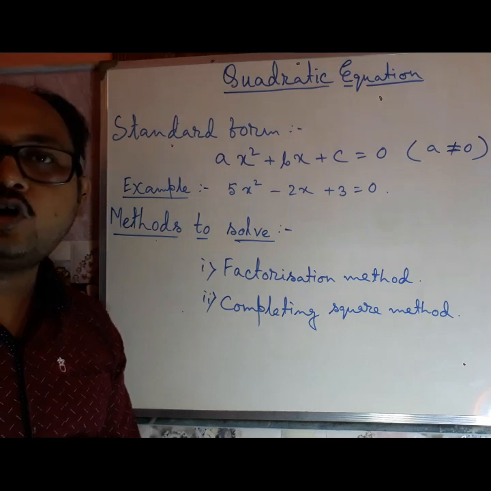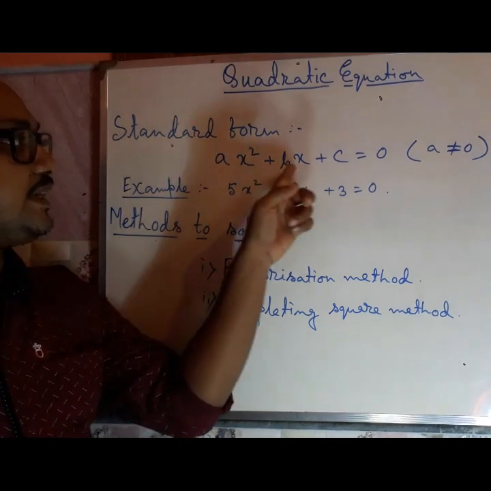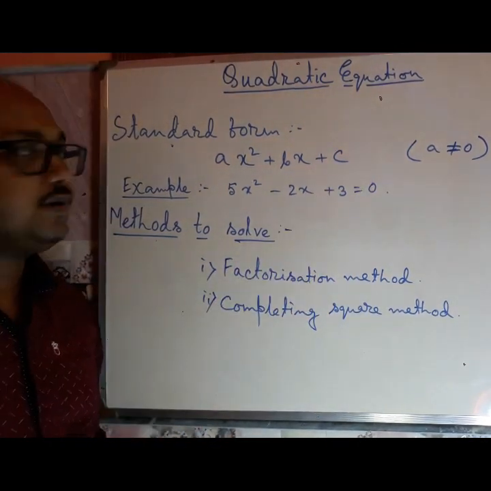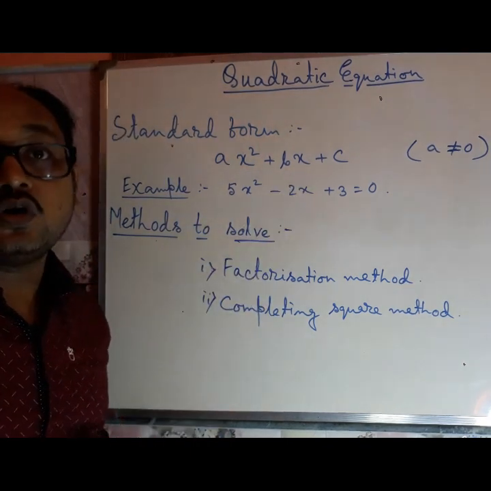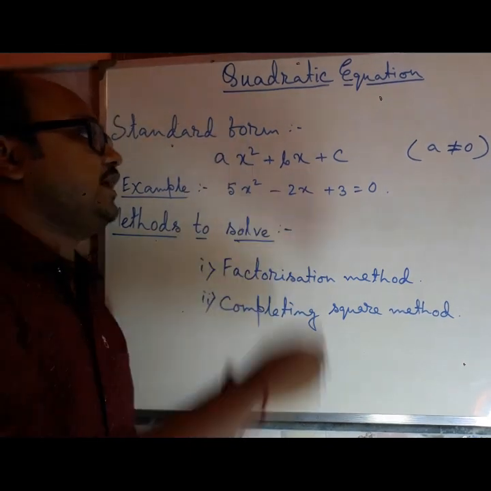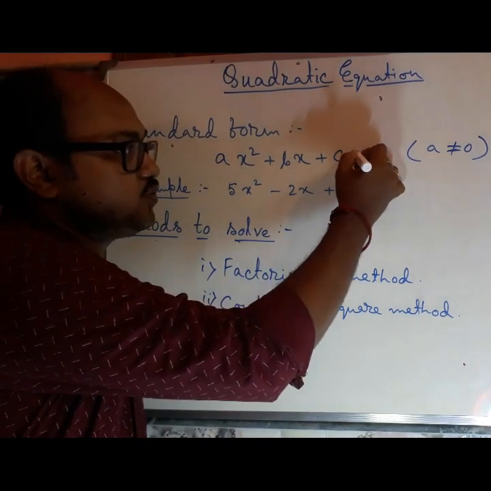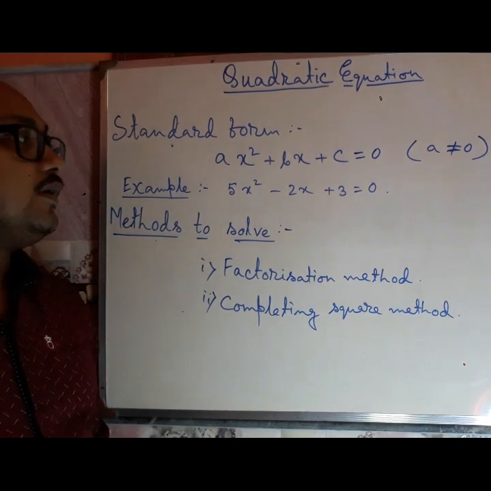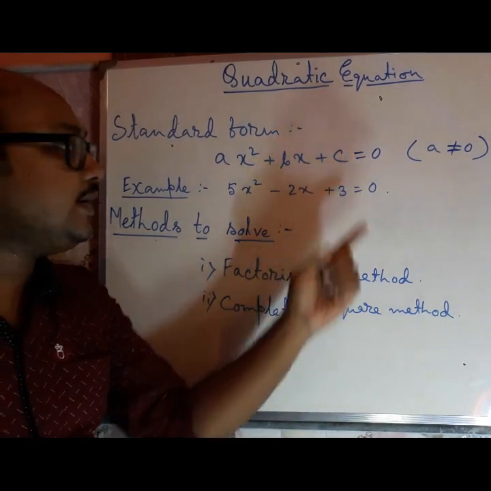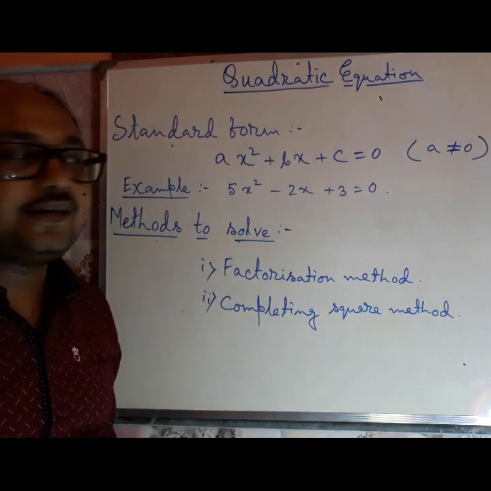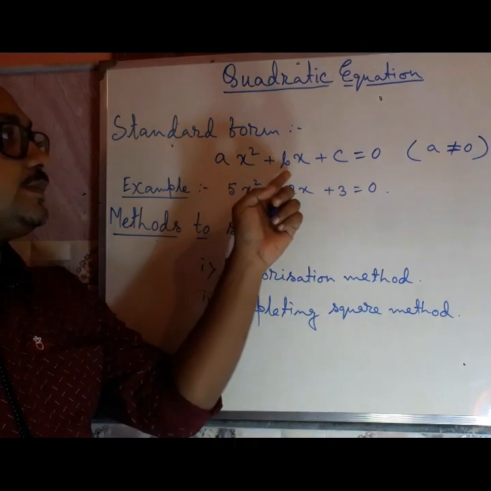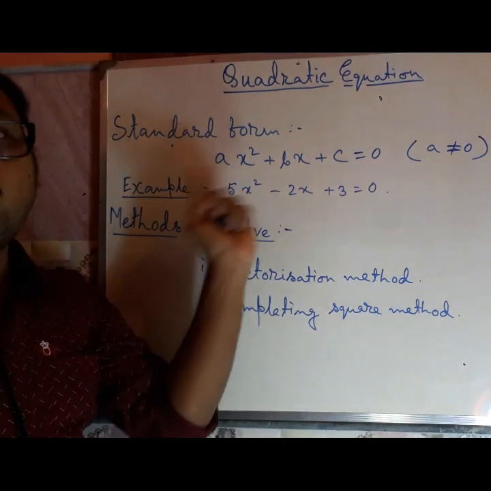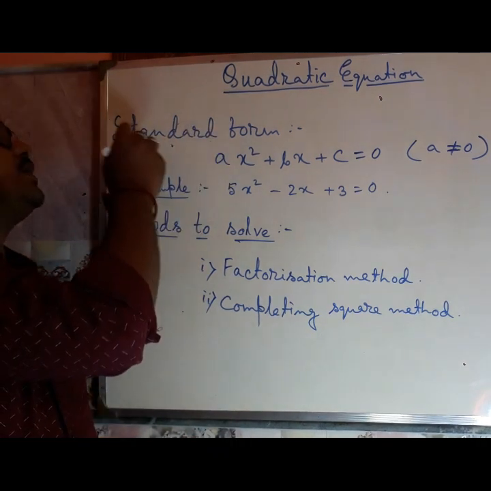What was a quadratic polynomial? ax square plus bx plus c. In that case, equal to 0 was not there. This expression was known as a quadratic polynomial. If we write this expression equal to 0, then it becomes a quadratic equation. This equal to sign comes, that's why it is a quadratic equation. ax square plus bx plus c is equal to 0, where a not equal to 0, is the standard form of a quadratic equation.